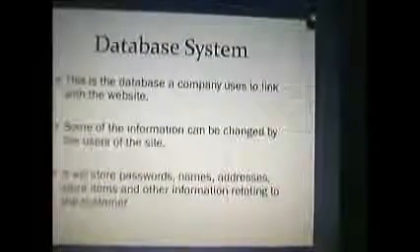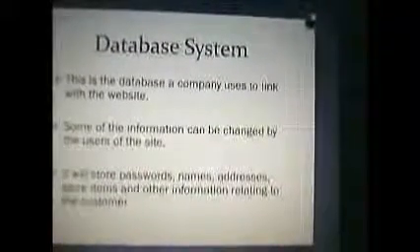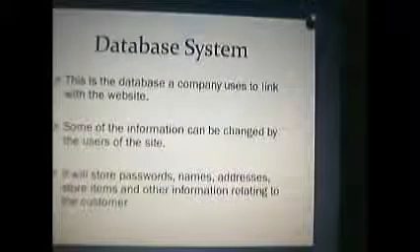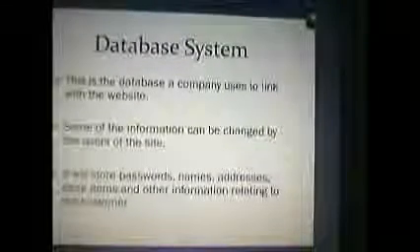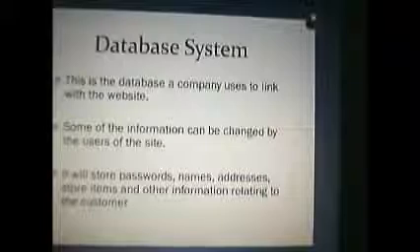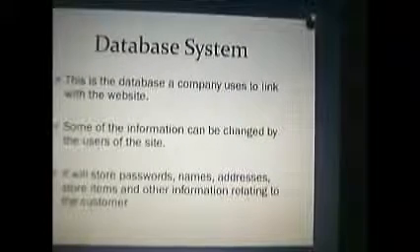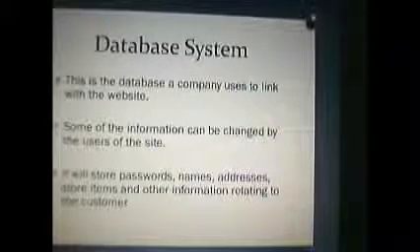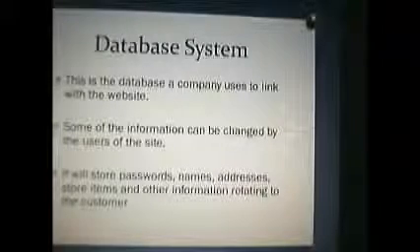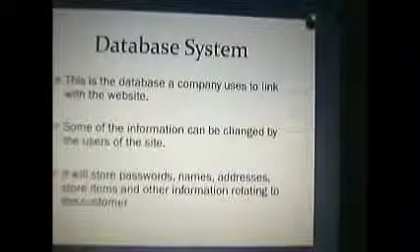A database system. A database system is a database a company uses to link to the website. It can contain many things that will be changed by the users of the website. The database will store passwords, names, addresses, store items and other information relating to the customers.